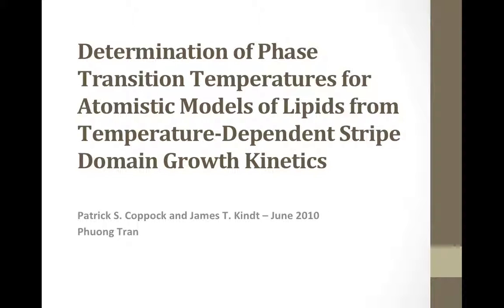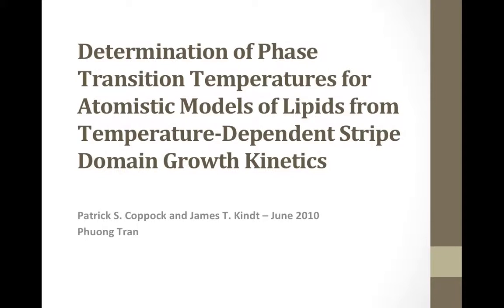Many lipid bilayers undergo a reversible order-disorder transition between the gel and liquid crystalline (LC) phases at the main phase transition temperature Tm. And Tm is an important characteristic property for the lipid.